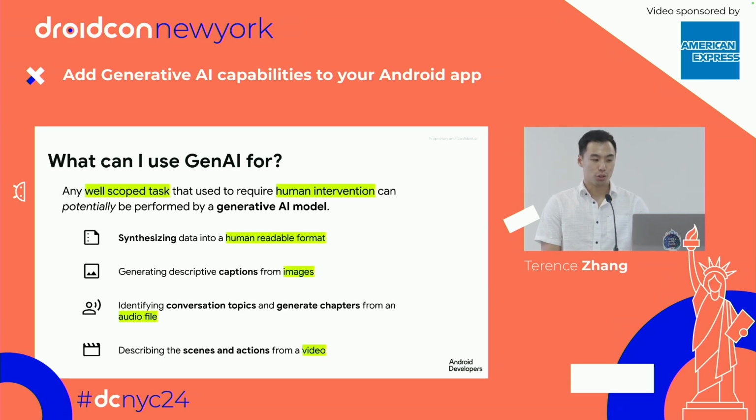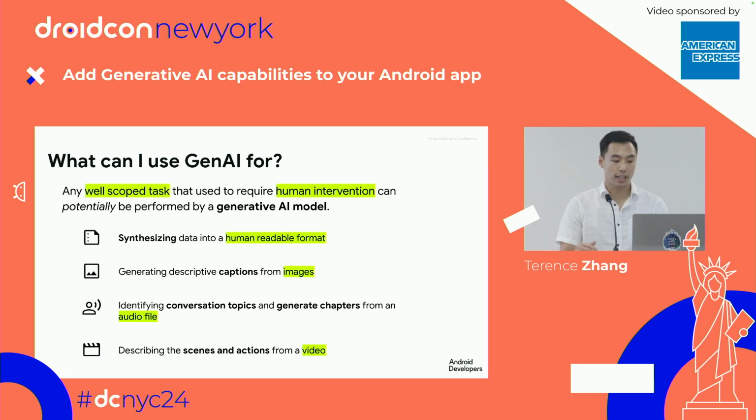So what can you use Gen AI for? For those of you that are just thinking about it or maybe haven't started thinking about integrating Gen AI yet, in general, we believe that Gen AI can be used for any well-scoped task that used to require human intervention. So we've put some examples out here, but really the possibilities are endless. It's just up to you to experiment with the technology and see if it'll work for your use case.